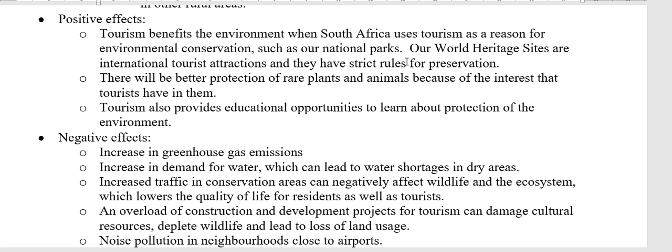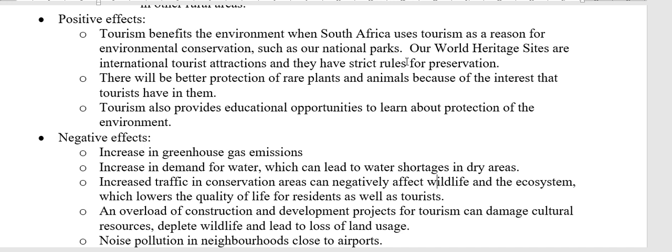But we protect the rhino because we know people are coming to South Africa to see the big five. If the rhino is no longer there, it's a big four. They want to come and see the big five, not the big four. So we protect animals and plants because it brings the tourists here. All right. And then tourism also provides educational opportunities to learn about the protection of the environment.